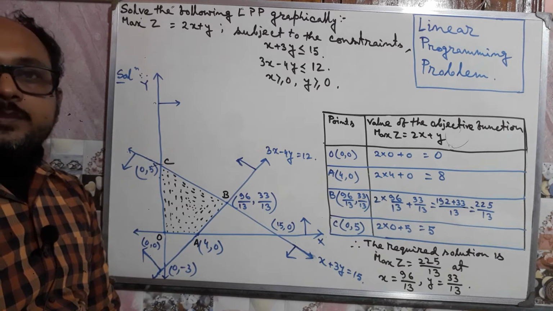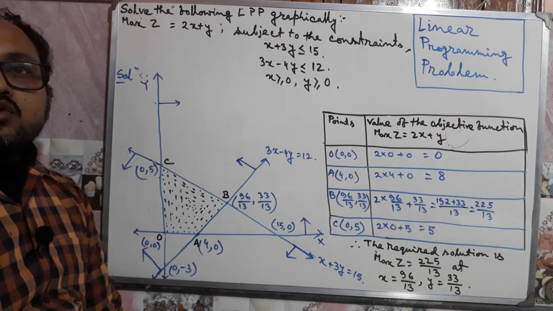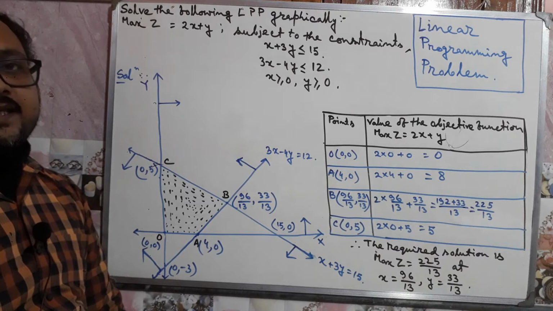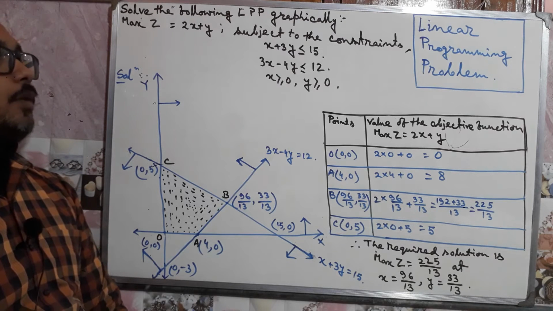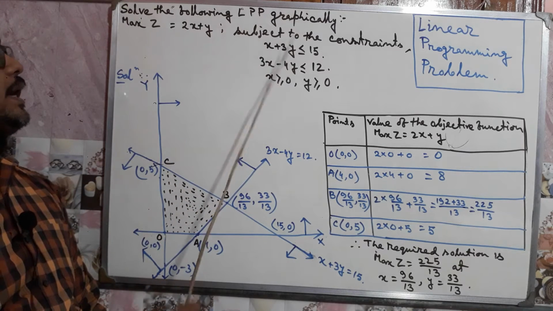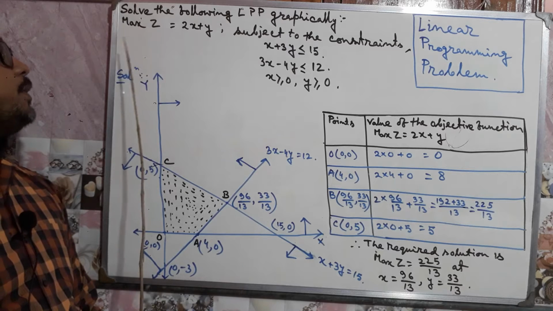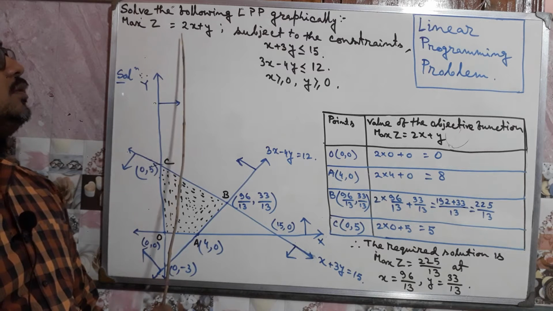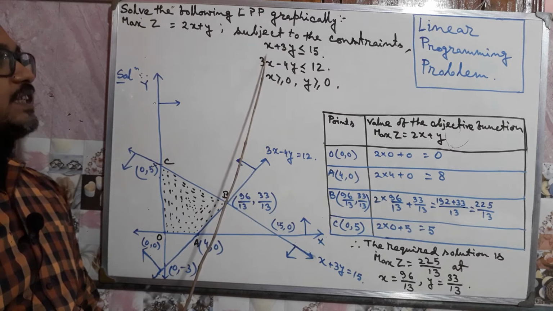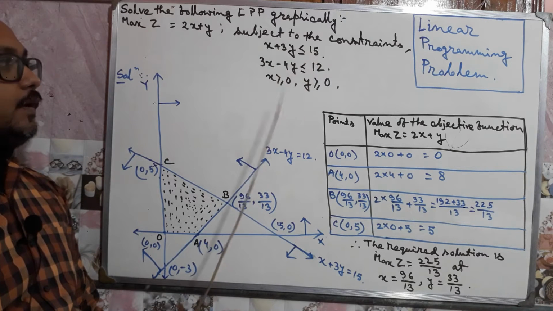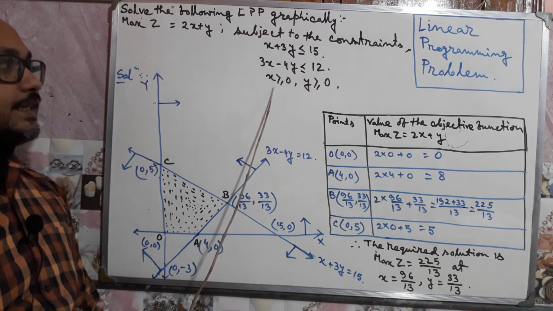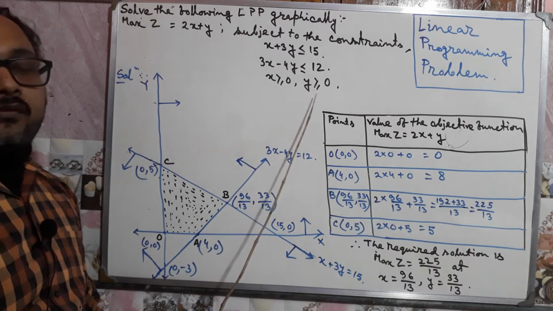Today in this video we shall discuss how to solve the problems of LPP, that is linear programming problem. A problem is given: solve the following LPP graphically. The problem is given: max z equal to 2x plus y, subject to the constraints x plus 3y less than or equal to 15, 3x minus 4y less than or equal to 12, x greater than or equal to 0 and y greater than or equal to 0.